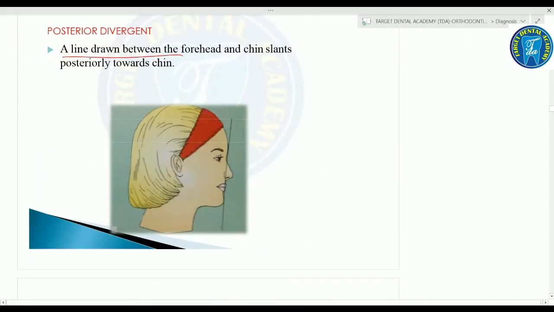And posterior divergence: when you draw a line from the forehead to the chin, if the chin lies posteriorly, then it is called posterior divergent. Right?